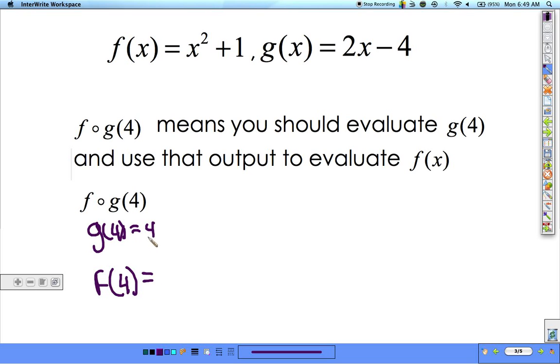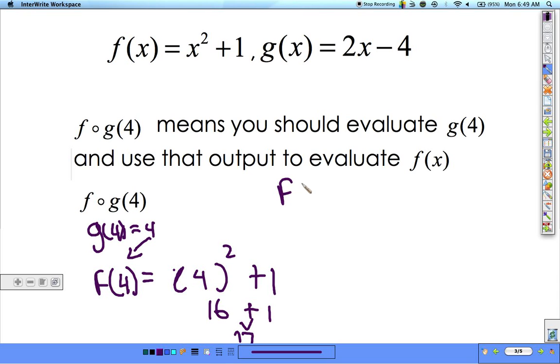Because I take the output from my first function and make that the input of my next function. So f of 4 is equal to, let's see, I'm going to replace all the x's, so I have 4 squared plus 1. 4 squared is 16, plus 1 is 17. Therefore, f composed with g of 4 equals 17.